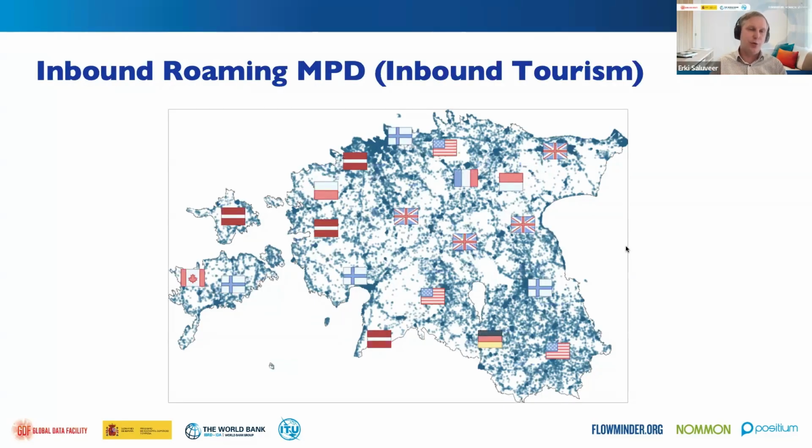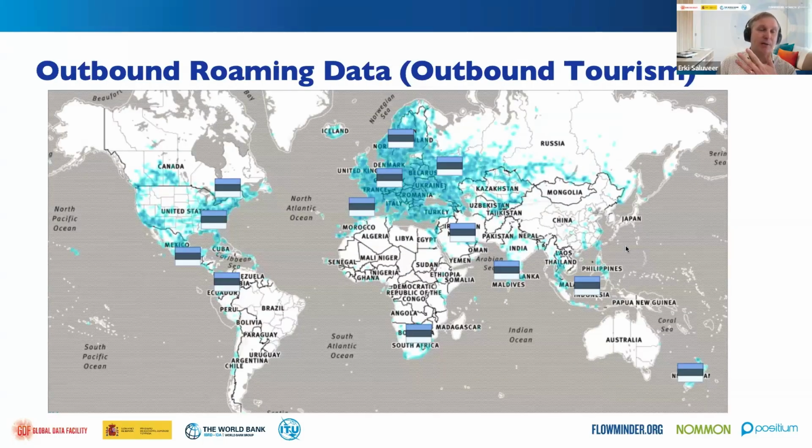When foreigners come to Estonia, they would do something which is called roaming. So they would roam in the Estonian mobile network operator, and this is why this data is called inbound roaming mobile phone data or inbound tourism data. Obviously from that one, we can detect tourism statistics, but also mobility statistics. And finally, when Estonians go abroad, they start roaming in other networks, and this is called outbound roaming data or outbound tourism.